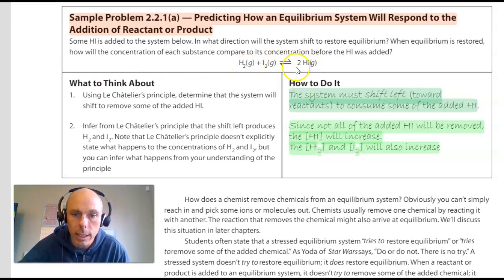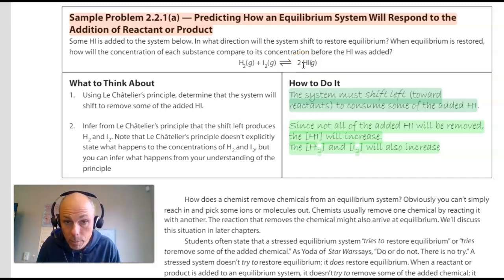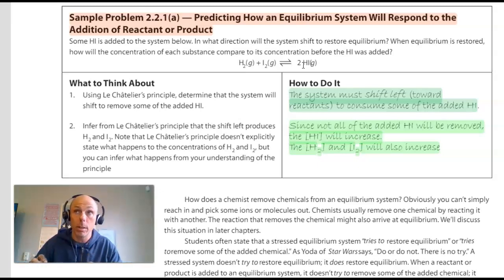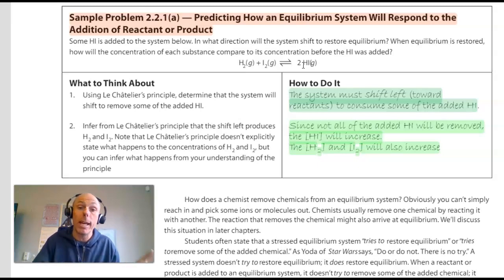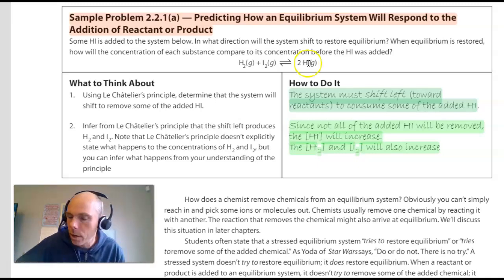And then if it's shifting to the left, remember some of the HI that was added will be converted to reactant. So there will still, at equilibrium, be more HI than there was to begin with. Remember, we're adding HI. Some of the added HI is converted to reactant, but not all of it. So ultimately, there'll be a little more HI in the end than there was, and there'll also be more H2 and I2. There'll be more reactant because some of the product, not all of it, but some of it, is being converted to reactant. So there will overall be an increase in the concentration of HI, the product, and both of the reactants.